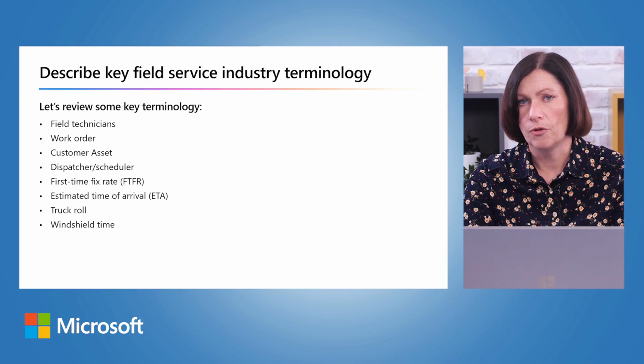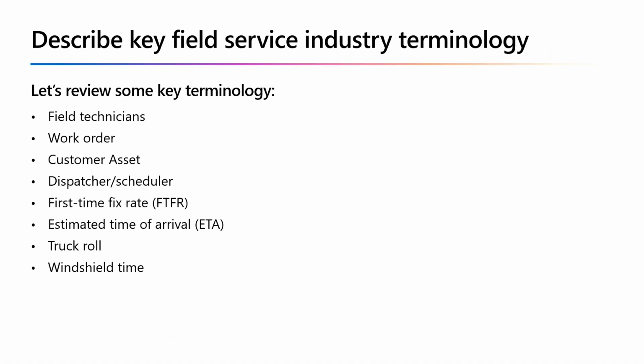The estimated time of arrival, or ETA, is the estimated time that a field technician is expected to arrive at a service location or customer site to begin work. A truck roll is a situation that requires a technician to be dispatched, potentially in a truck, to a customer for service. And windshield time is the amount of time a technician spends in a vehicle while completing activities related to service customers. Increased windshield time impacts utilisation. Organisations strive to minimise this as much as possible.